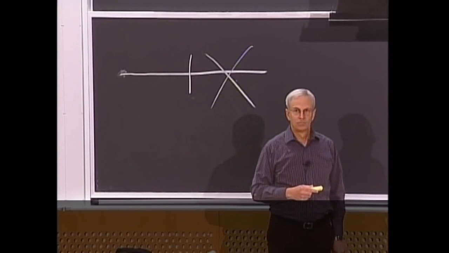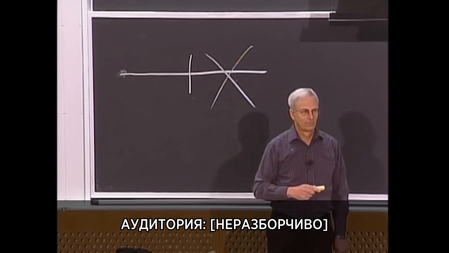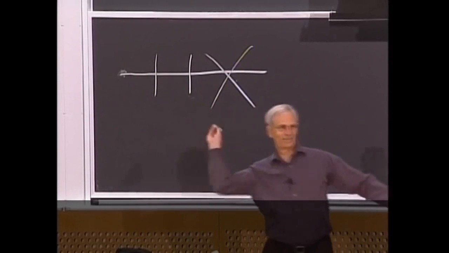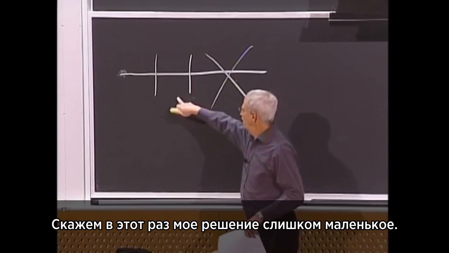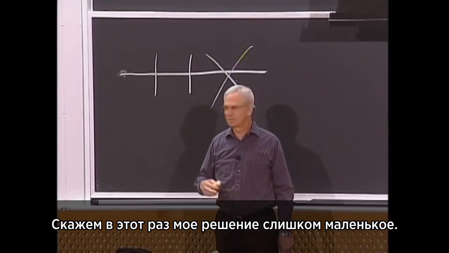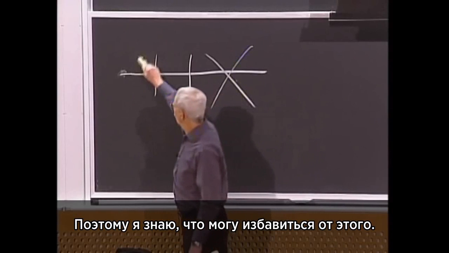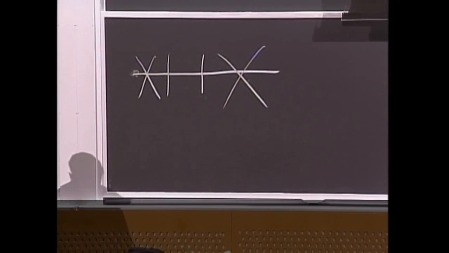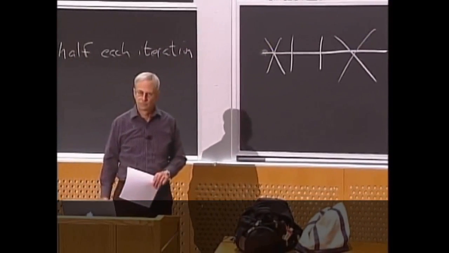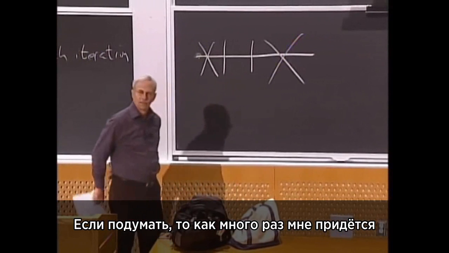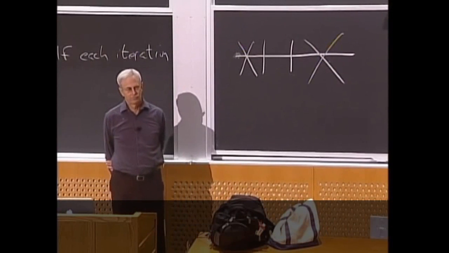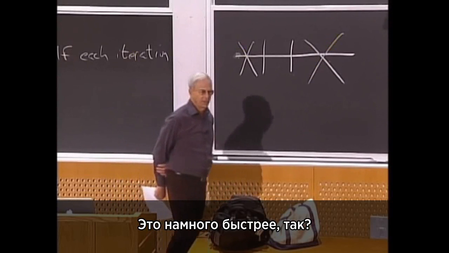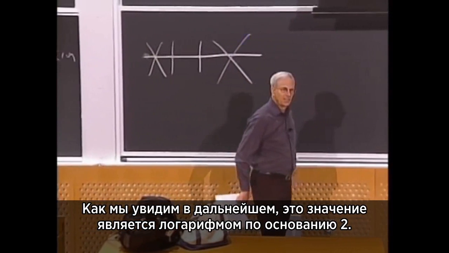Now, what should my next guess be? My next guess should be halfway through there. Exactly. And now you'll note, let's say this time my answer is too small. Then I know I can get rid of this. So now I'm very quickly pruning my search space. If I think about that, how many times am I likely to have to prune it? It's much faster, right? As we'll see later, it's basically log base 2.